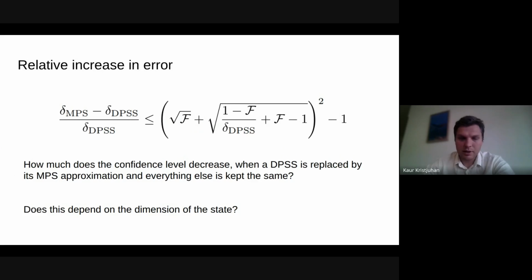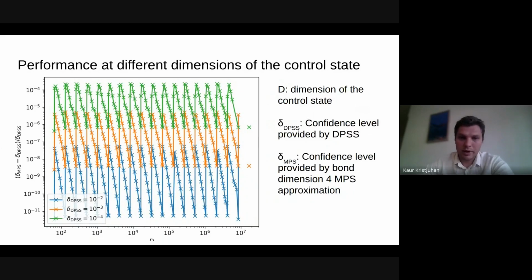So what we're interested in is, if we're using these control states, which have varying dimensions and don't have to be a power of 2, how well does the MPS approximation hold up? Does it depend on the dimension of the state? So here is the result. On the x-axis, we have the dimension of the state that we are preparing on the control register. On the y-axis, we have the relative increase in error. And these different colored lines correspond to different confidence levels of the target DPSS state.